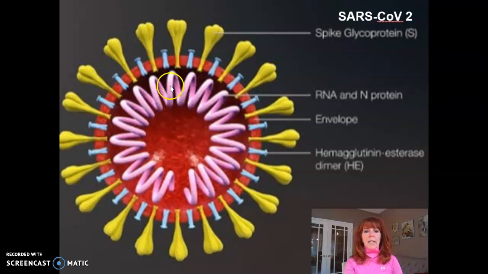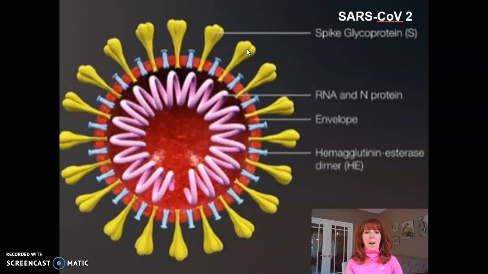This virus is an RNA virus. Its genes are made up of RNA. It also is an enveloped virus. It has this phospholipid bilayer on the outside. Studding the bilayer are different proteins like hemagglutinin and this spike glycoprotein, S protein. Remember that glycoprotein means that it's part amino acid and part sugars.